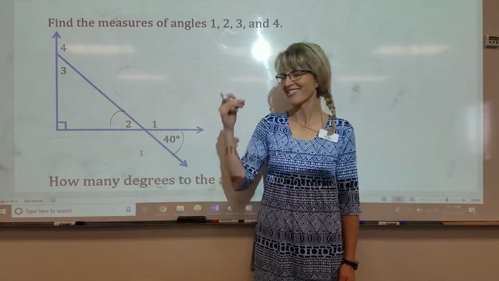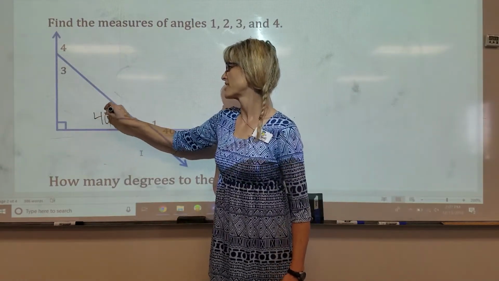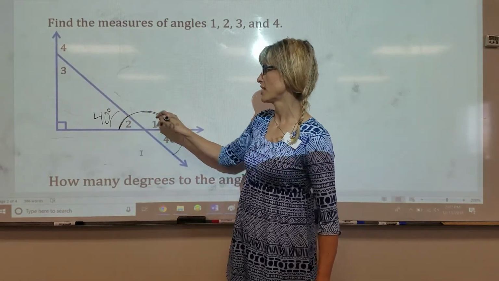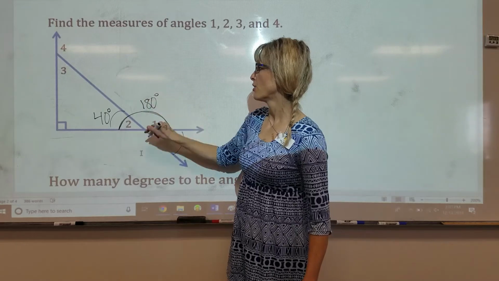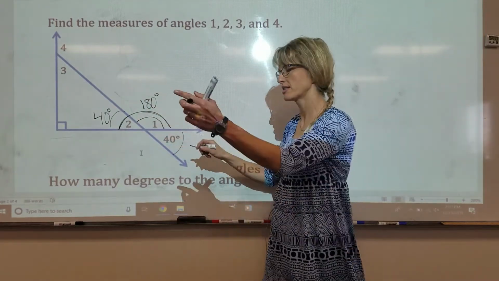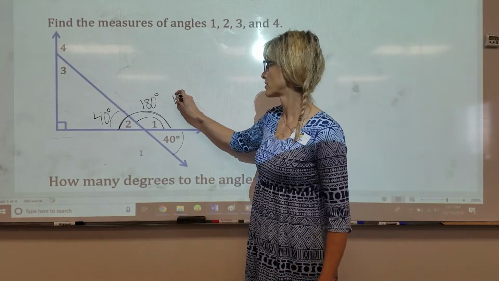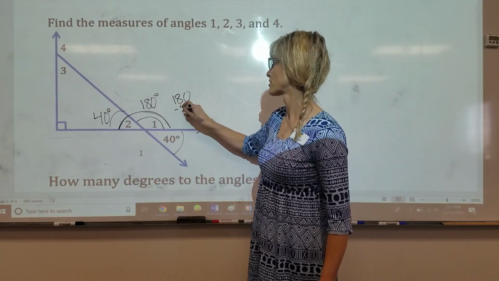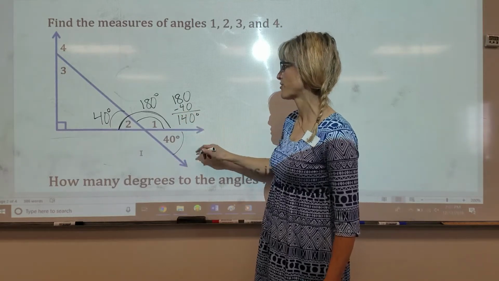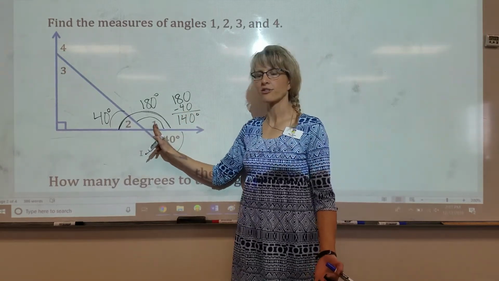If these two are vertical angles, what is the measure of angle 2? 40 degrees. If angle 1 and 2 are supplementary, that means they add up to 180. What would just angle 1 be? How would I do that? Liesl? You would subtract 40 from 180, and so that would equal 140 degrees. Perfect. So now I know angle 1, 140 degrees.